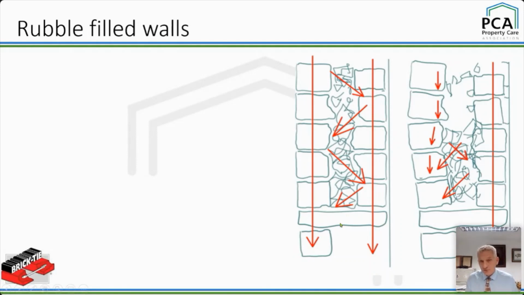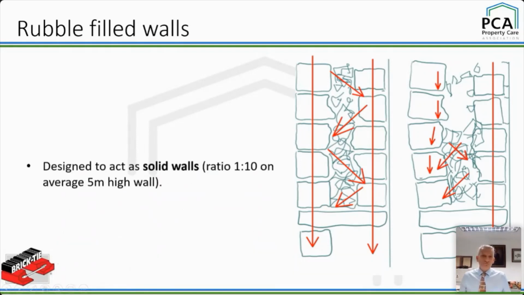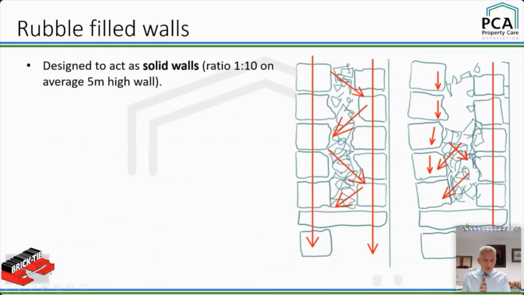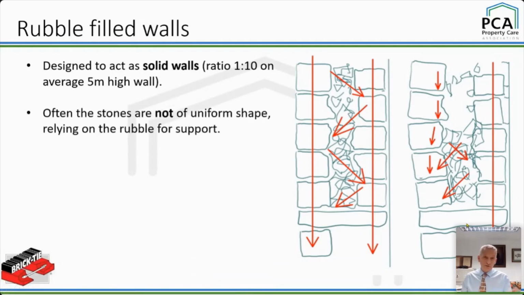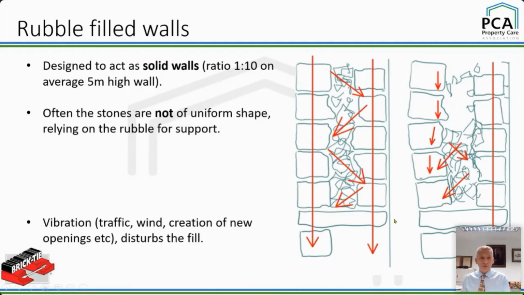So we've got a through stone there, and the loads are coming down the wall, but they're generally in the centre really, because what happens is the rubble fill and the action of the through stones together make sure the wall acts as a solid wall. On the right hand side, it's not quite the same. Solid walls, they have a lower ratio. Often the stones are not uniform in shape.